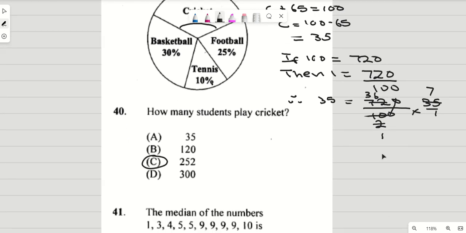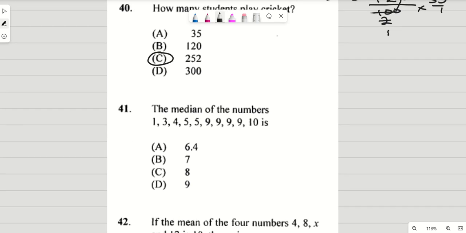Then they ask for the median of the numbers. To find the median, if you have a list of numbers like this, it's basically the middle. So you cross the first and the last, the second and the second to last, the third and the third to last, the fourth and the fourth to last. You have two numbers, so you're going to add 5 plus 9 and divide by 2. 5 plus 9 is 14 divided by 2 is equals to 7. So my median is 7.